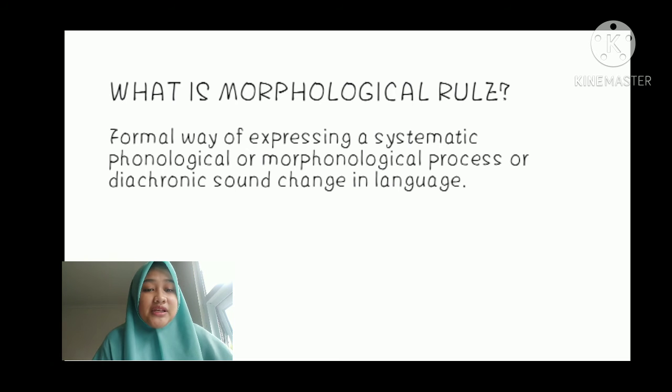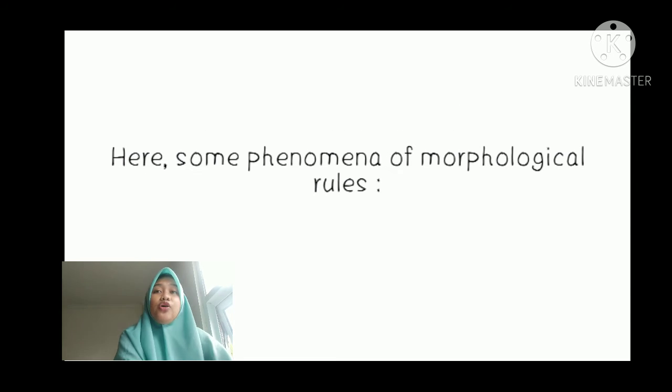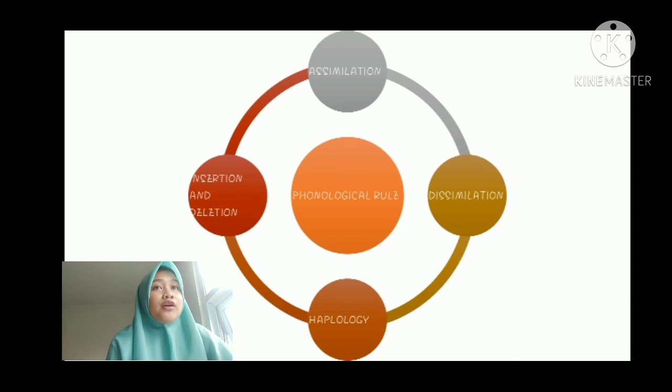Phonological rules are commonly used in generative phonology as a notation to capture sound-related operations and the computation the human brain performs when producing or comprehending spoken language. They may use the phonetic notation or distinctive features or both. Okay, here are some phenomena of morphological rules. The first is assimilation and dissimilation, haplology, insertion, and deletion.